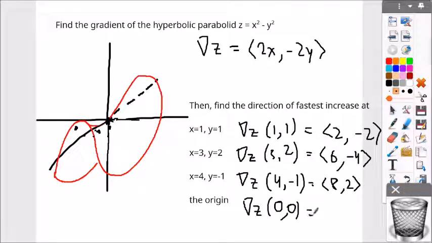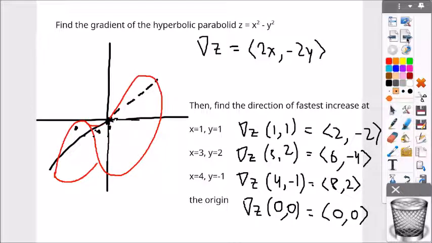The origin. What is the gradient at 0, 0? The gradient at 0, 0 is 0, 0. Now what does that mean? That means there is no direction of fastest increase, or there's more than one direction of fastest increase. In this case, if you go up this way, the direction of fastest increase is this way. If you go up this way, that's also a direction of fastest increase. So both ways that you go are directions of fastest increase. Since there's more than one direction of fastest increase, there isn't a vector for it.